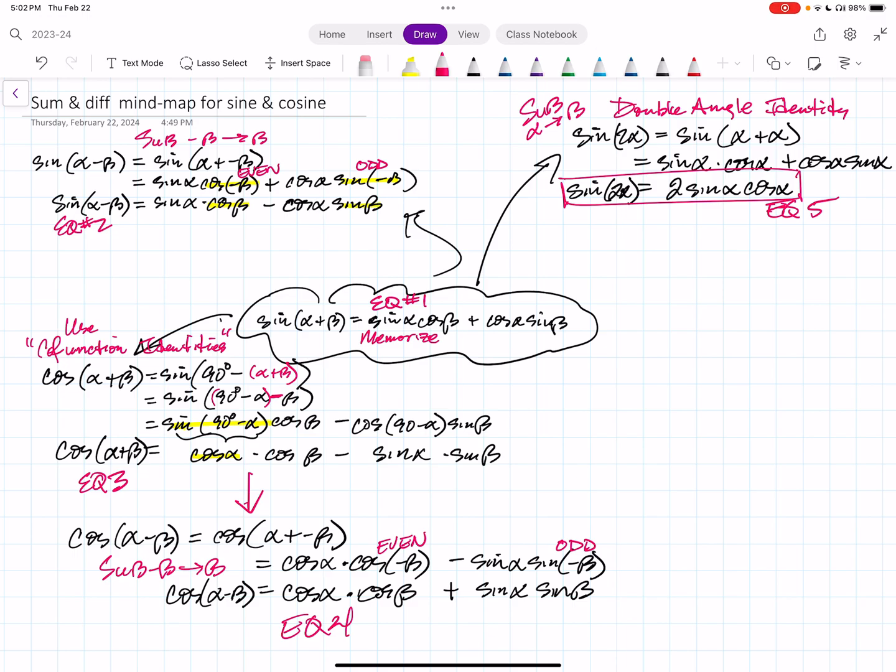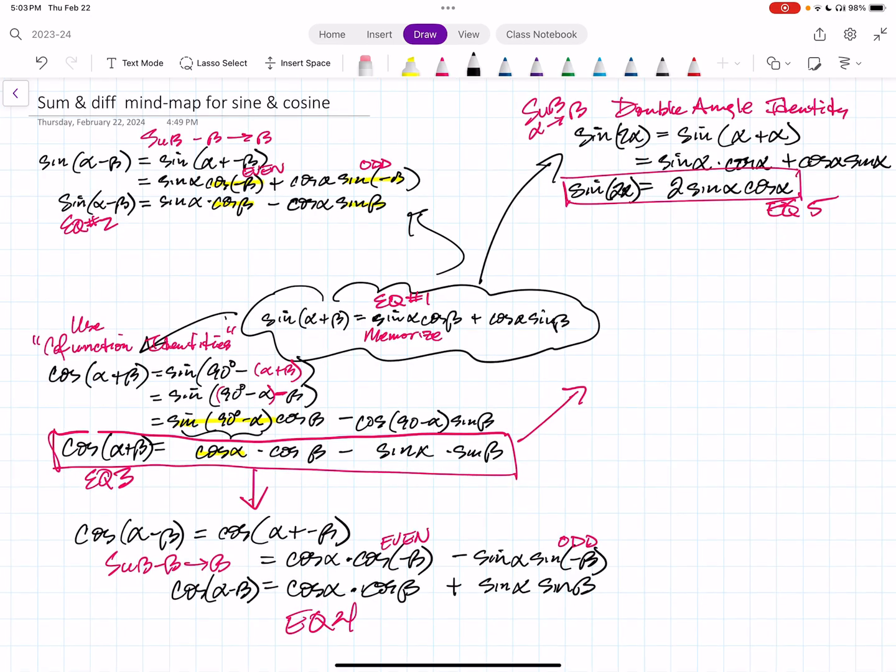Now, how can we get it for cosine? Well, we use the one that has the sum, equation 3. That one will give you your double angle formula for cosine. So let's develop that. All right, so here we go. We're going to start off with the cosine of 2 alpha. How do I get that? Well, I know that 2 alpha is the same thing as alpha plus alpha. So if I do the same thing as what I just did to get the double angle formula of sine, then I should be able to do this.